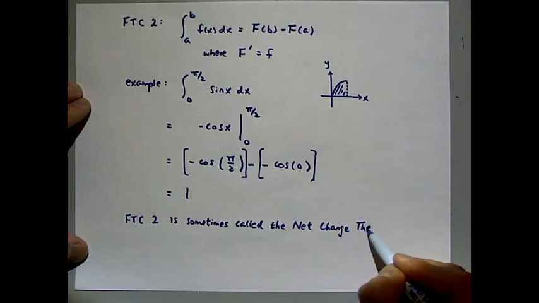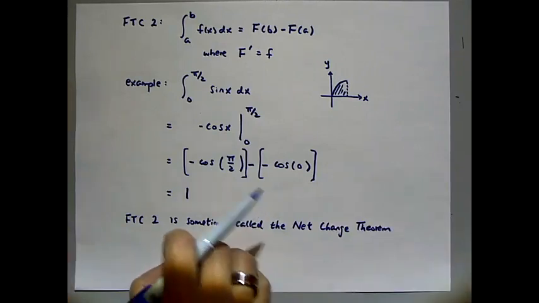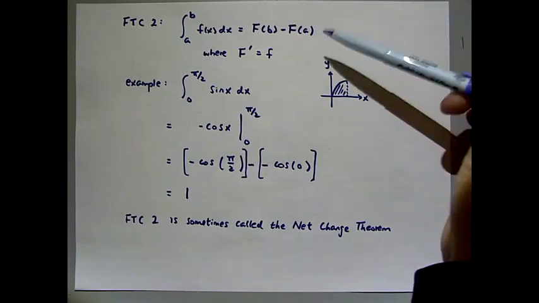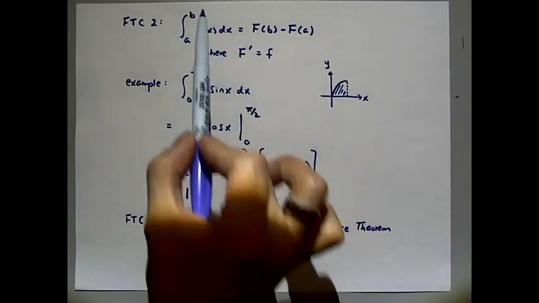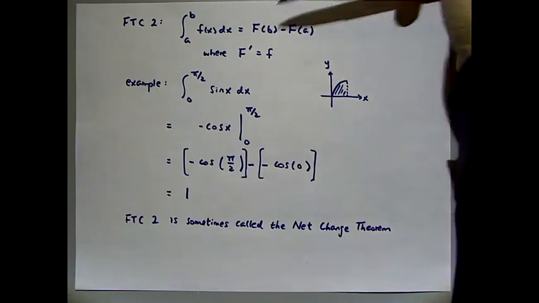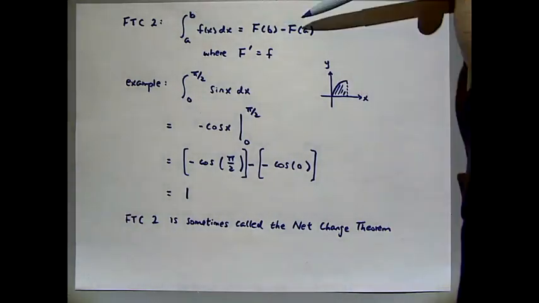In some applications, FTC2 is sometimes called the net change theorem. And the reason is pretty clear. You can see the only thing that matters in the end is the net change of the capital F function between the right and the left end. Whatever happens in between, with some restrictions that we'll talk about in a little bit, is completely irrelevant. It's what happens to that function at the right end and that function at the left end.